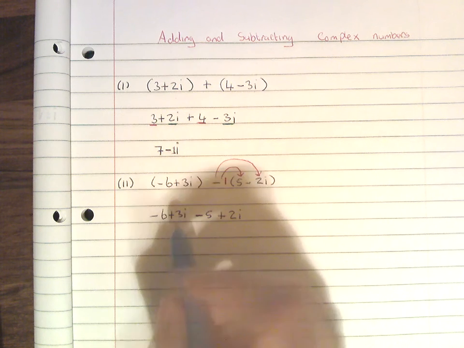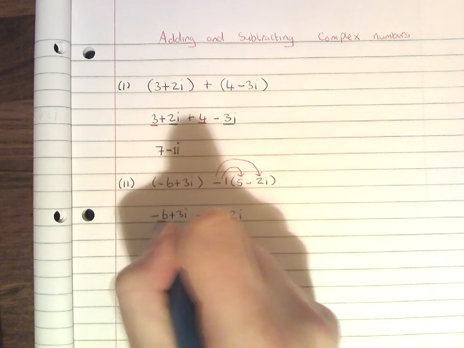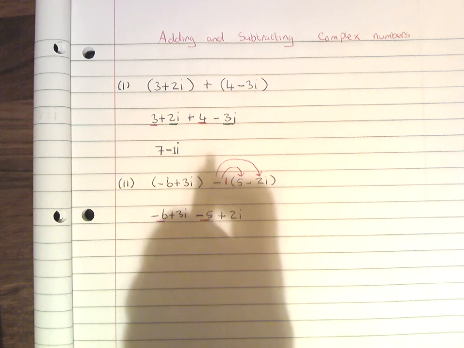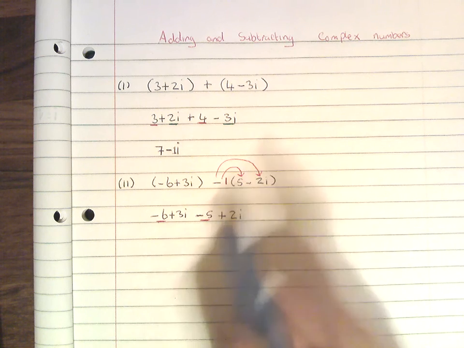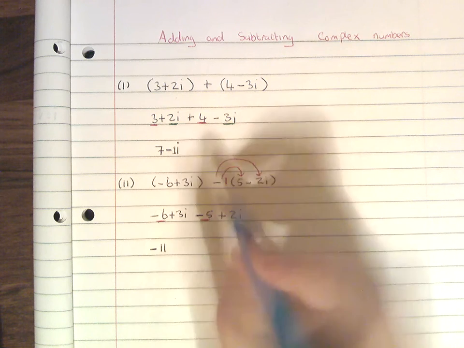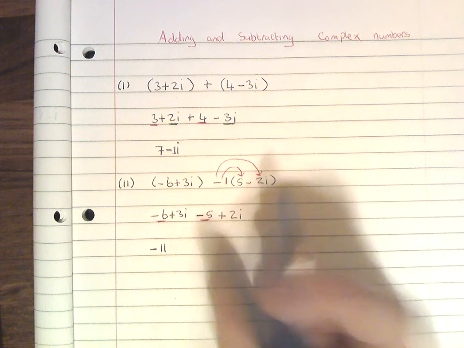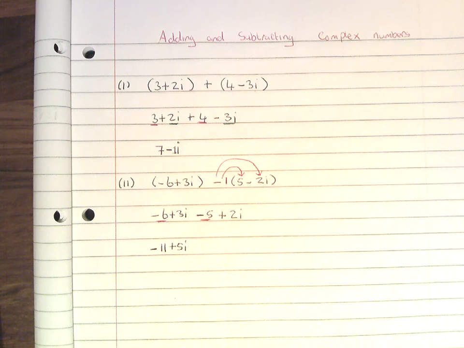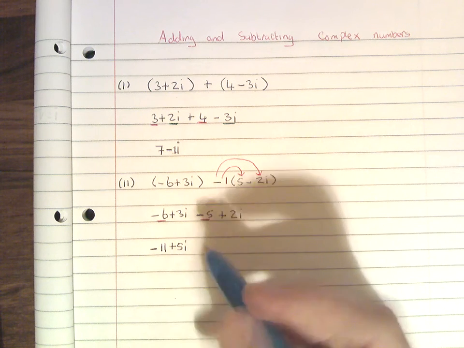So what's happening then is we can simply identify, for example, the real numbers. Again, this here is a real number and this here is a real number. So we can subtract these from each other. If we're on minus 6 and we minus 5, we end up on minus 11. Okay, and then if we're on plus 3i and we add 2i, we're going to end up on plus 5i, like so. So this becomes this when we subtract them from each other.